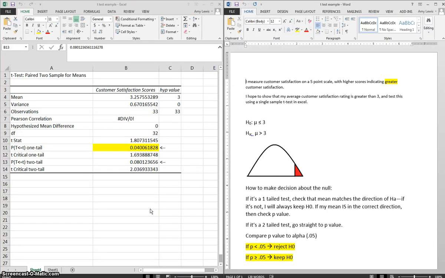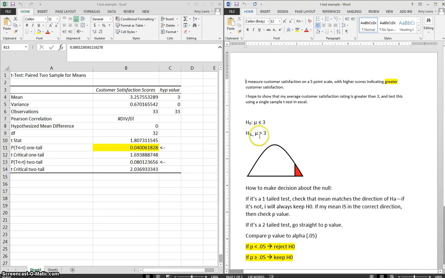Okay, so in the first two videos in this series, we talked about how to actually do our single sample t-test in Excel. And then I talked about how we would go ahead and use our decision rule to make a decision. So now let's wrap it up and make our decision about my research question using my p-value.